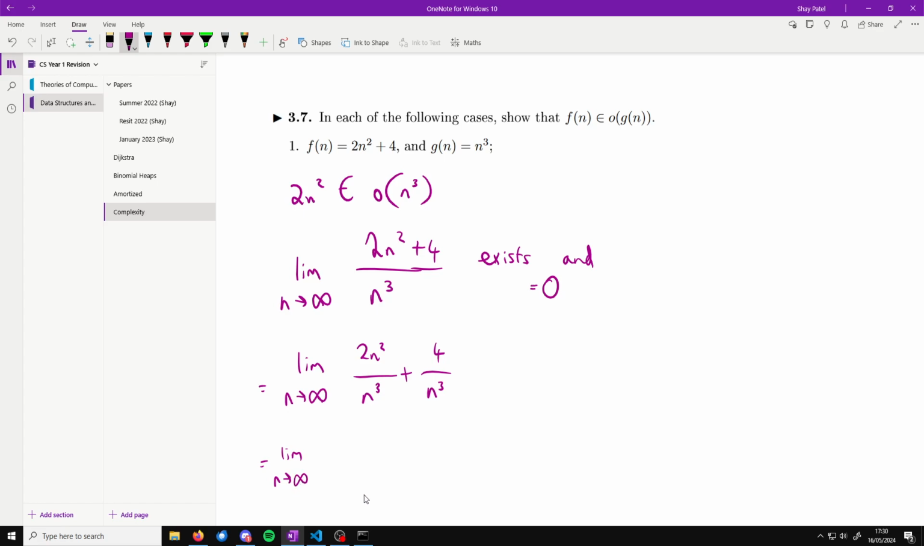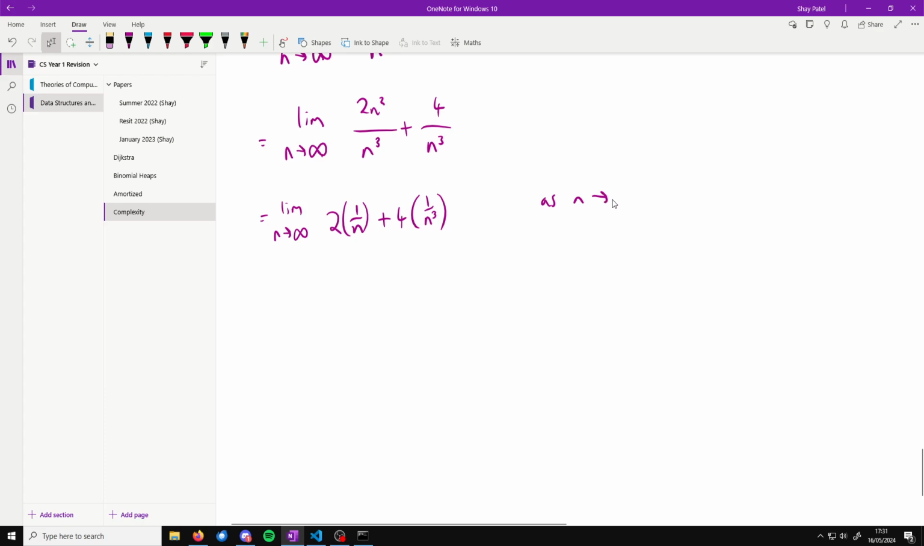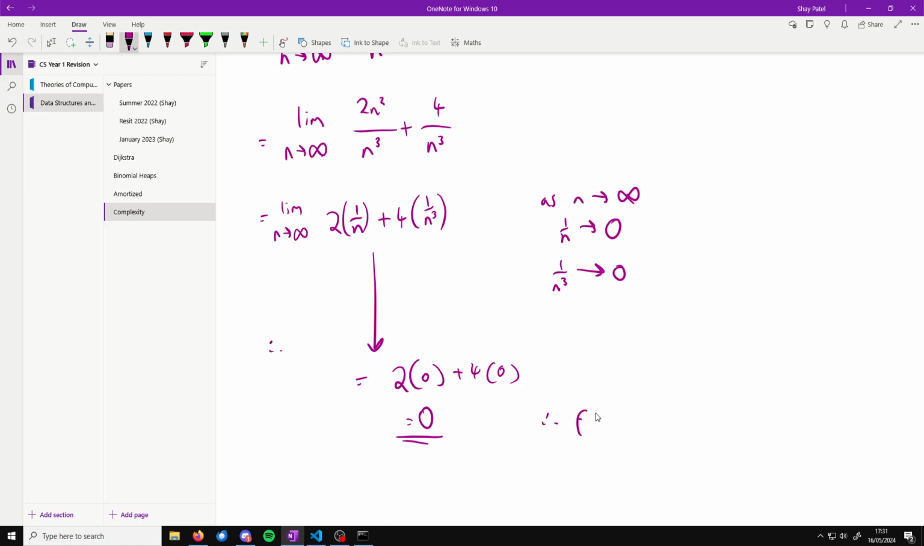This is the same as factorizing this 2 out. N squared over n cubed becomes 1 over n, plus 4 over n cubed, which is just 4 times 1 over n cubed. And then we can add a comment on the side saying as n tends to infinity, 1 over n tends to 0, and 1 over n cubed tends to 0. Therefore, this equals 2 times 0 plus 4 times 0, which is just 0. Therefore, f of n is in little o of g of n.